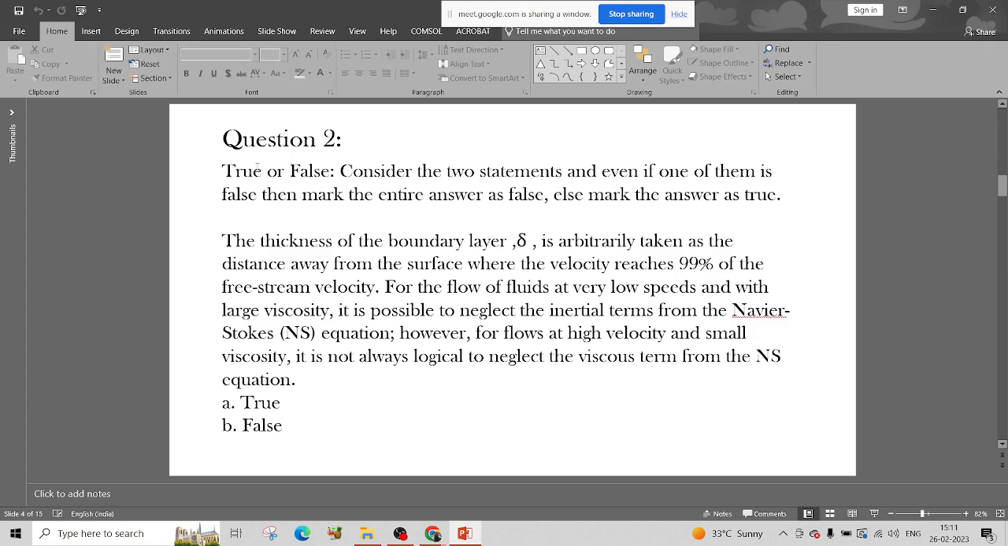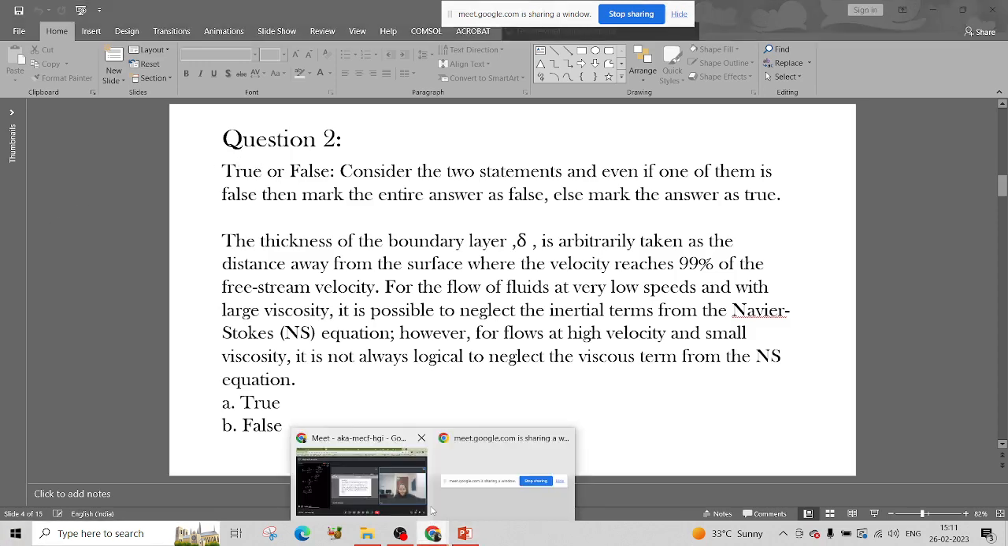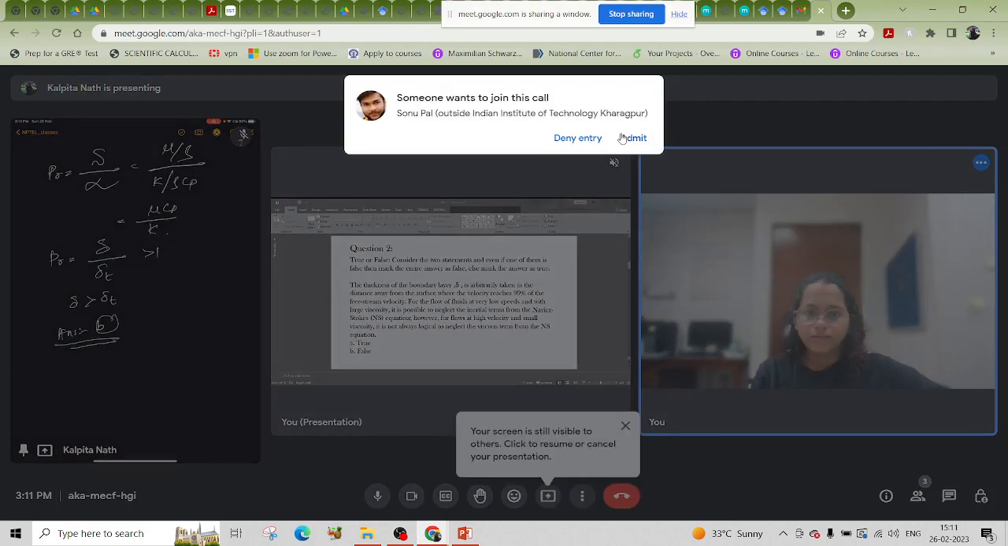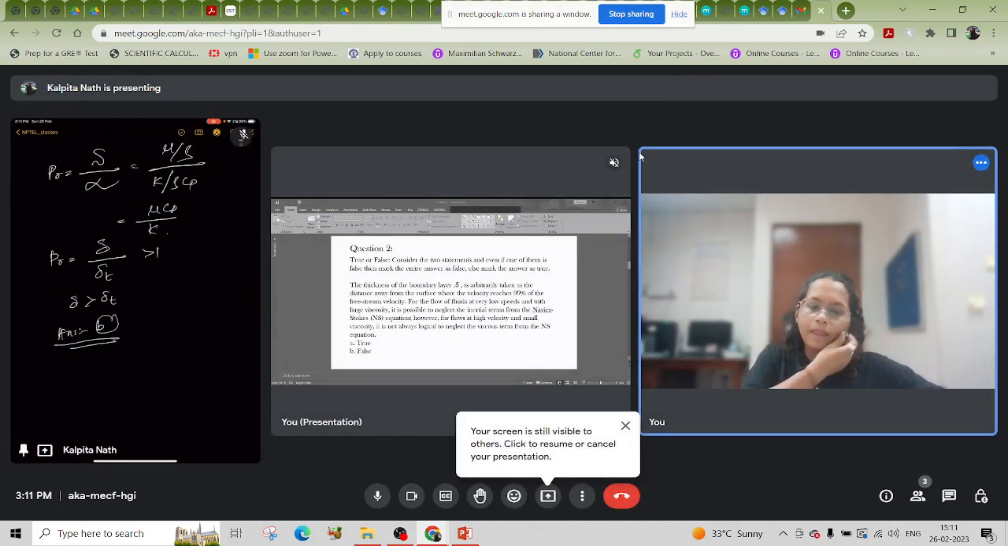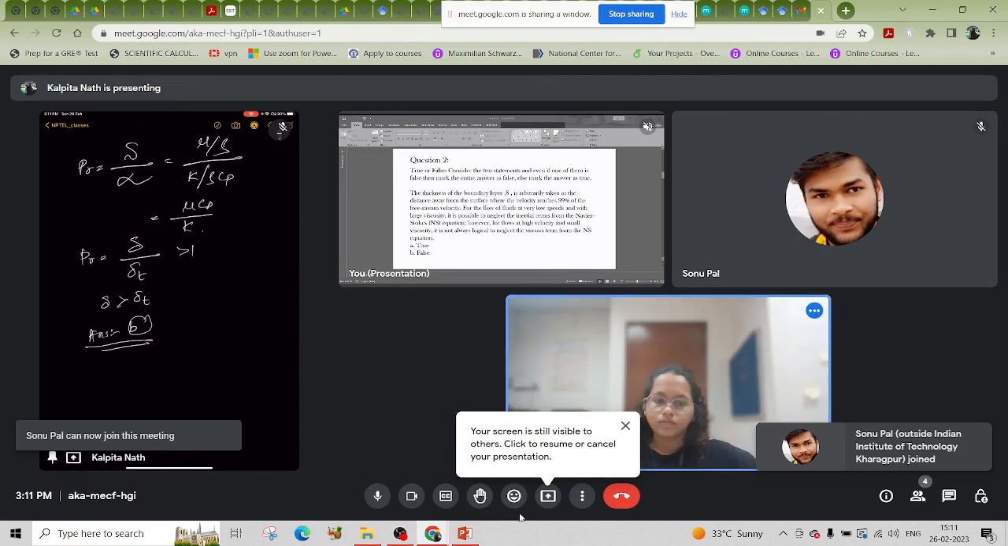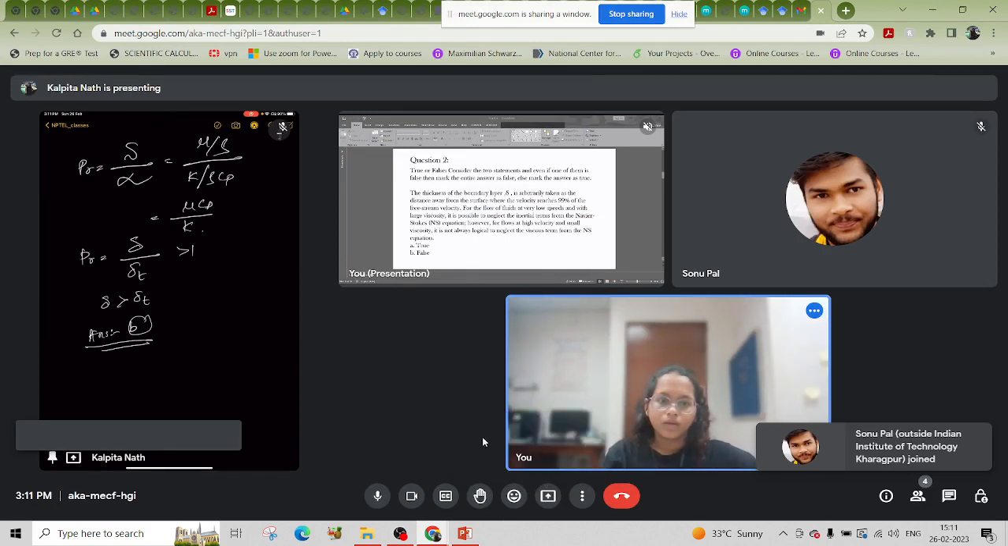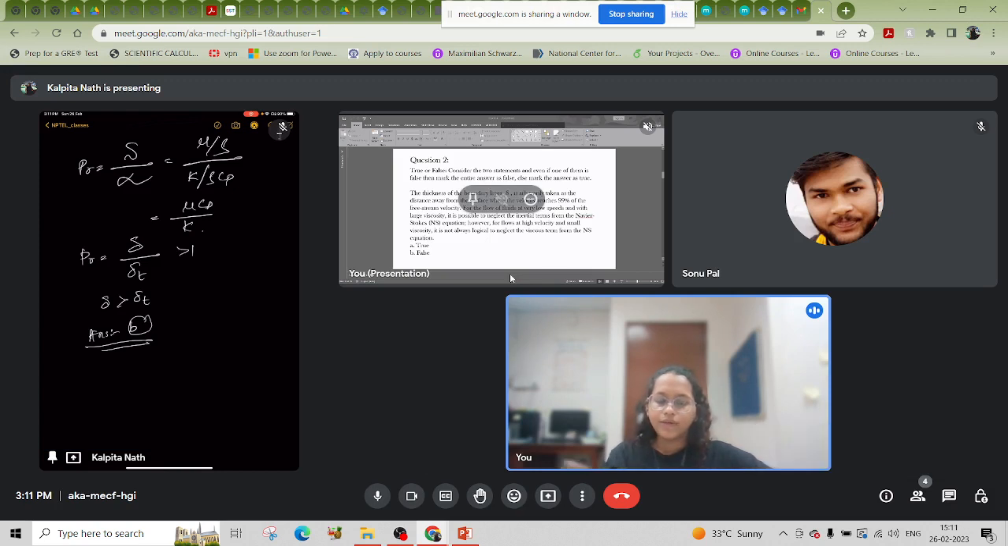So answer this. If any one of these lines is false, then the whole answer will be false. Otherwise, it will be true. So I'll give you 1 minute to answer this, and then we'll go on with the solution.